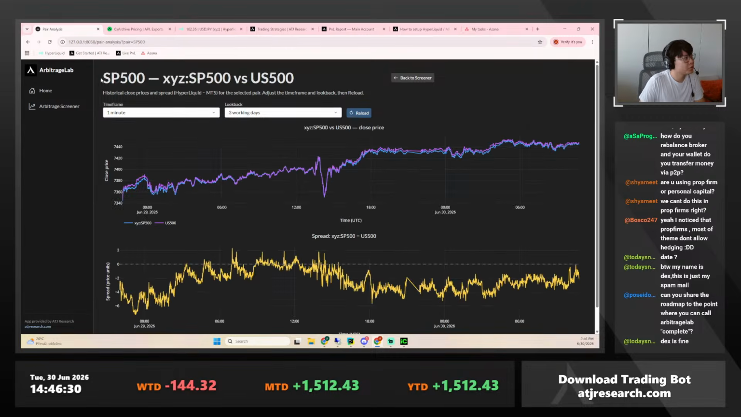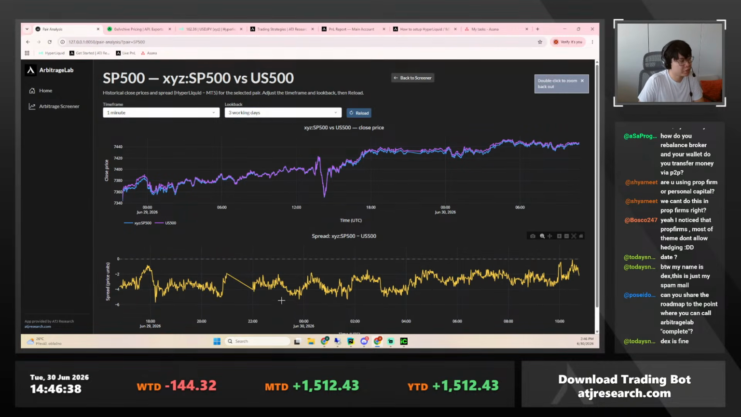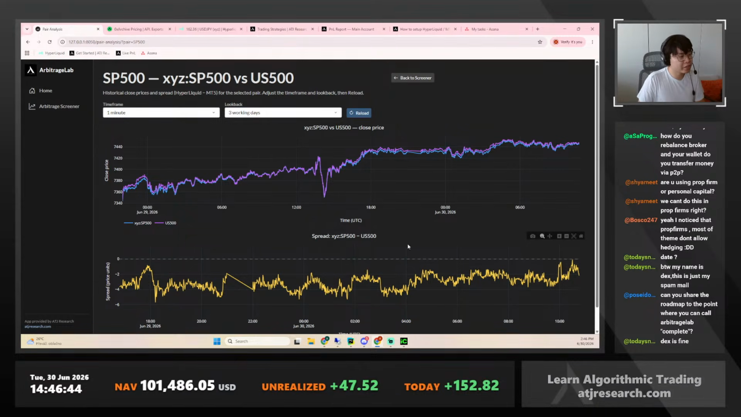And here we have a new link where you have the pair analysis, right? So here you can scout the spread, the cross Hyperliquid MT5 spread. You can buy here, sell here, buy here, sell here, buy here, sell here. And in this case, you would make money on the realized P&L rather than the funding rates.